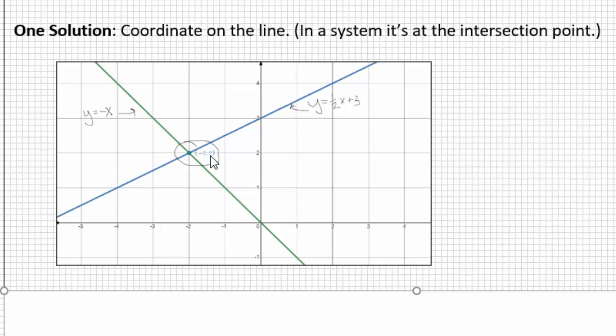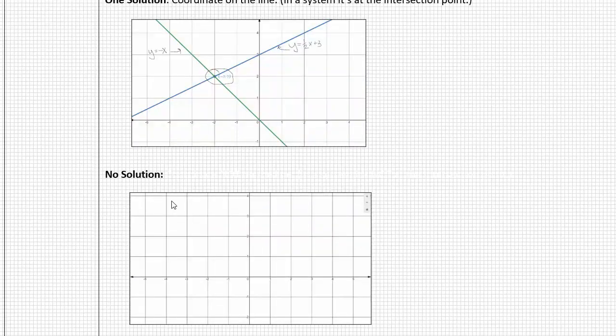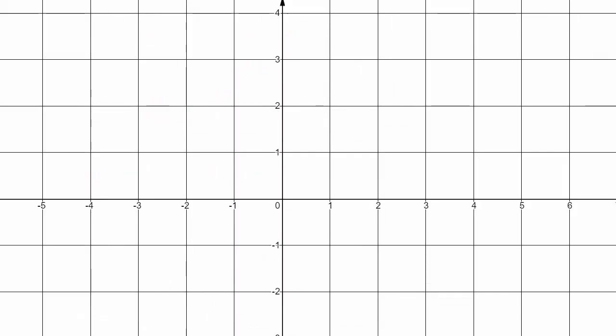Let's go ahead and take a look at our next example, no solution. So this is the graph we're going to use to look at no solution. I'm going to zoom in so you can get a good look at how to set up your graph, and we can start to examine what a no solution would look like.